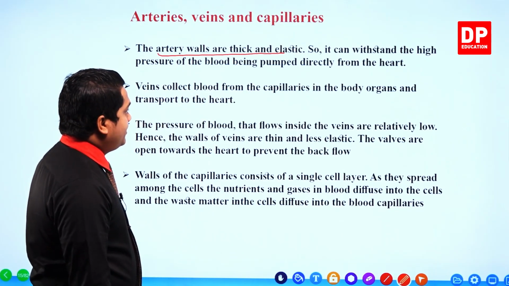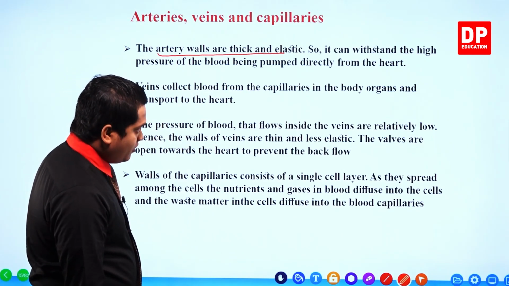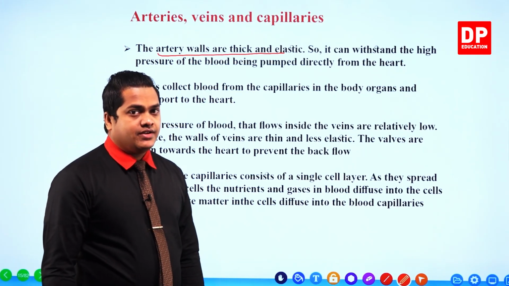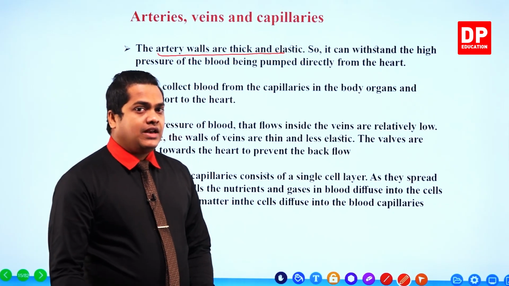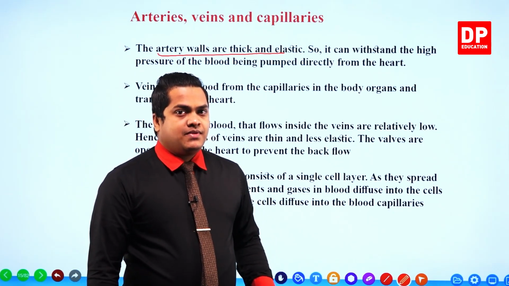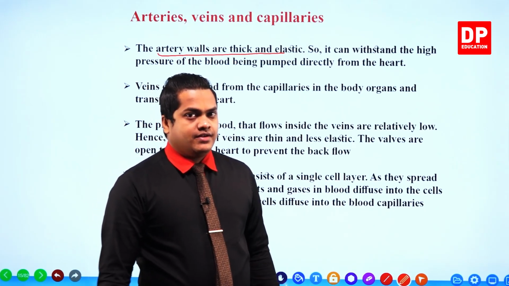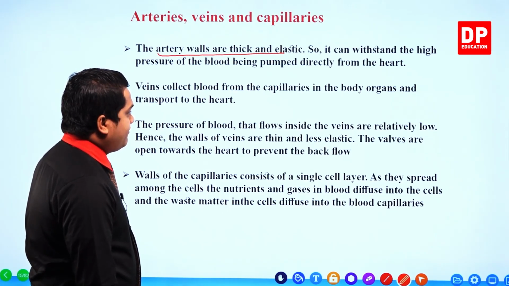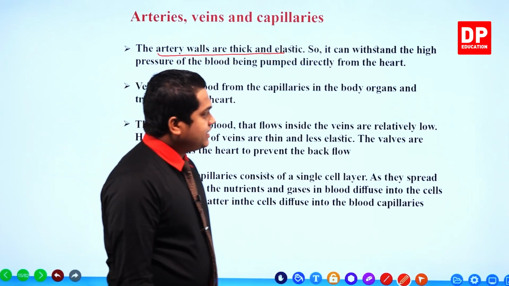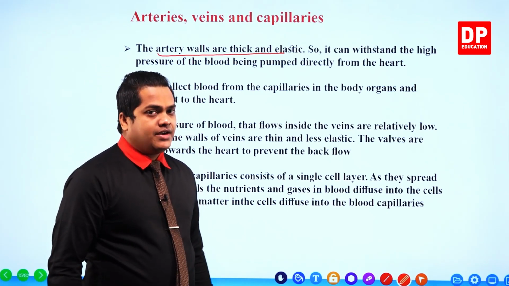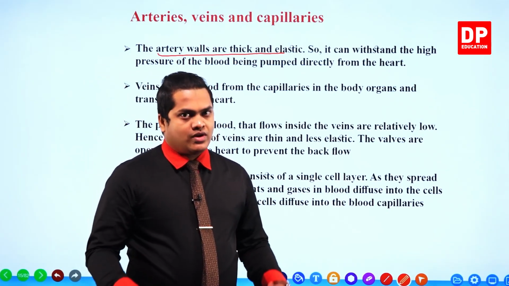Veins collect blood from the capillaries in the body organs and transport it to the heart. We discussed that, right? Veins are the ones which collect blood from the venules and transport it towards the heart once again through the vena cava. The pressure of blood that flows inside the veins is relatively low.